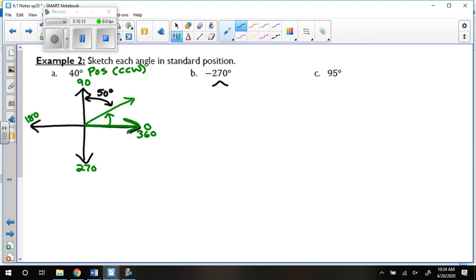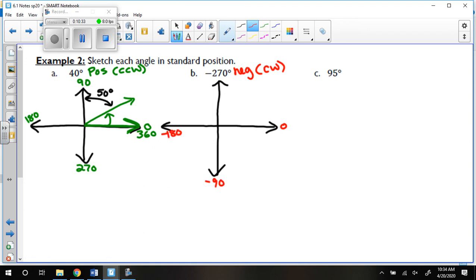All right, part B. We've got negative 270 degrees. Since it's negative, that means we're going clockwise. So here's 0, then here would be negative 90, negative 180, negative 270, and then negative 360 would be all the way around. The initial side is always on the positive x-axis, and our angle is going down and around.